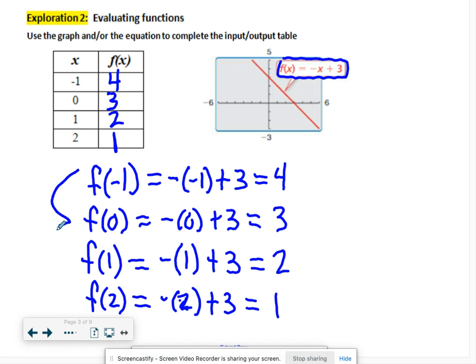So basically what we did right here, folks, this is like the heart and soul of today. We're just going to be plugging into an equation and getting out a number. That's what we're doing today, okay?